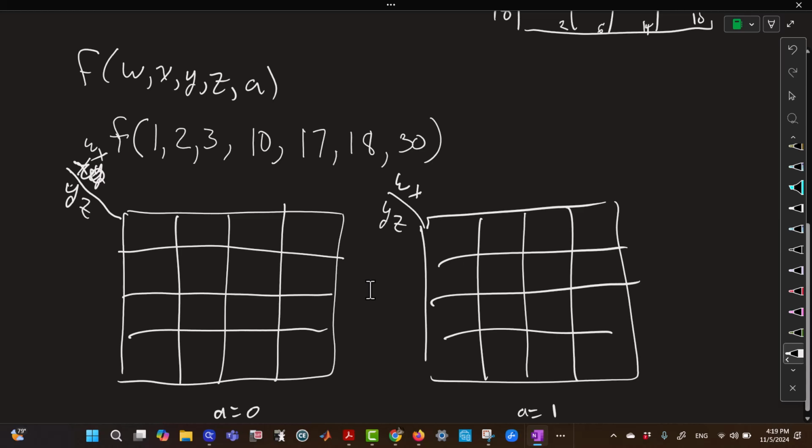Okay, so I set up two 4-variable Karnaugh maps for W, X, Y, and Z, and on one of them I said A equals 0, and the other one I said A equals 1. And I'm going to number this first one the way I did the one before, so 0, 1, 2, 3, 4, 5, 6, 7, 8, 9, 10, 11, 12, 13, 14, 15. And then I go to this next one and I just keep the same pattern.